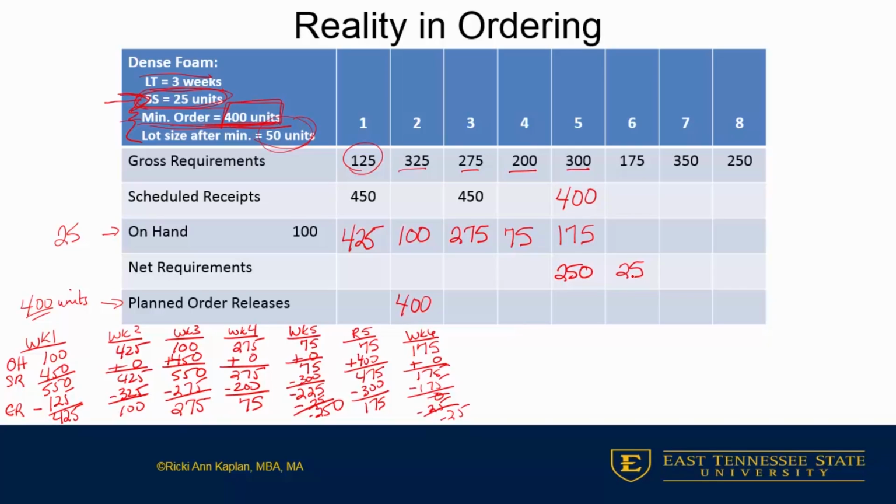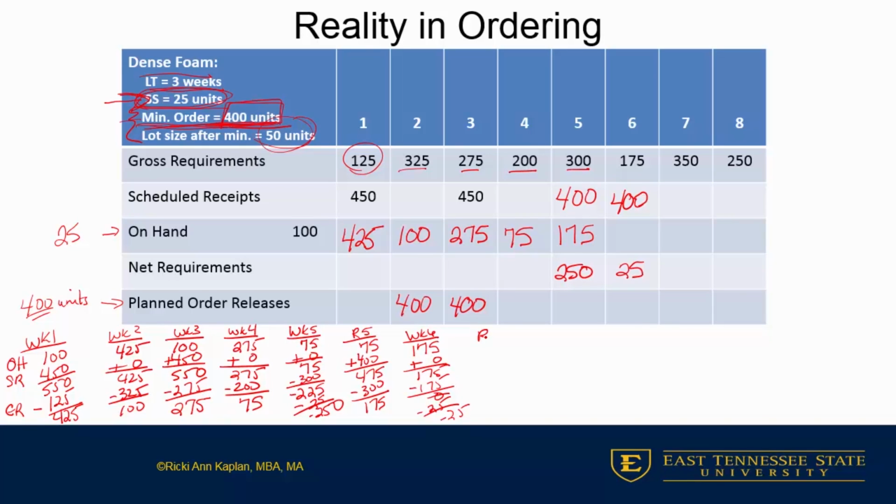Can I order 25 units? Nope. I have a minimum order size. I have to order at least 400 units. So if I go back 1, 2, 3 weeks, I'm going to place an order for 400 units. If you place an order, you need to get that order in. So 3 weeks later, 400 units should be delivered in week 6.